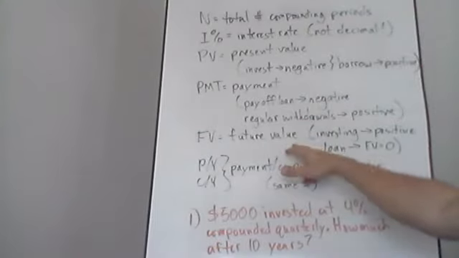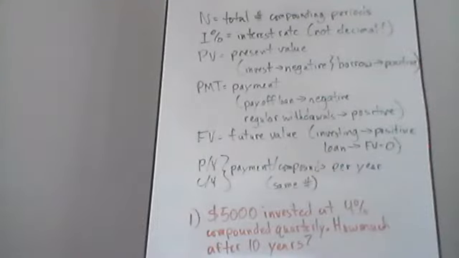FV stands for future value. When you're investing money, your future value is going to be a positive number. If you're paying off a loan, your future value is equal to 0, because when you pay it all off, you don't owe anything anymore.